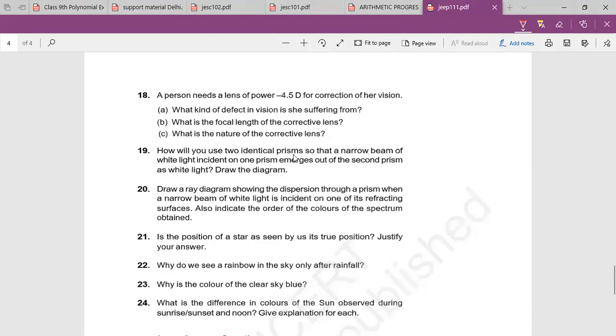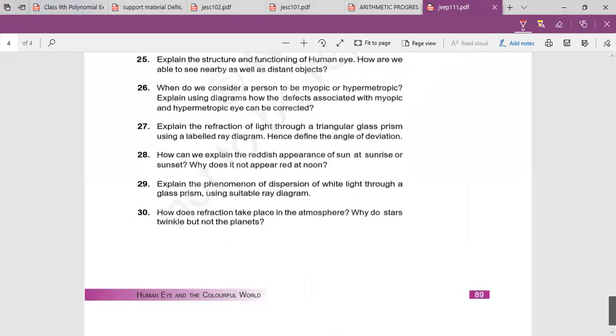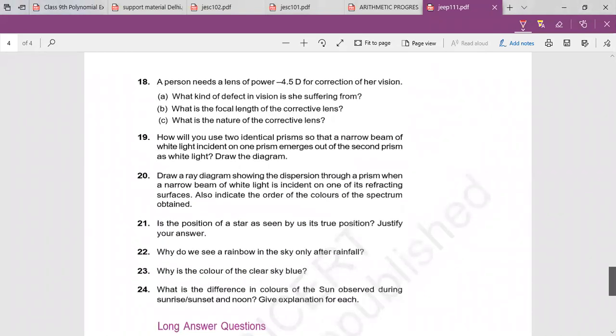Ma'am, I have a doubt in that activity. I know blue light scatters first because of its wavelength, but then what about violet light? That would scatter more easily, right? That also happens, but blue most prominently. In the case of scattering, this is not the scattering part, this is the dispersion part.